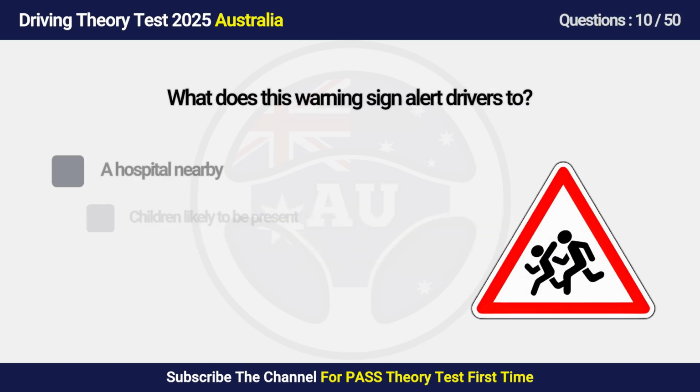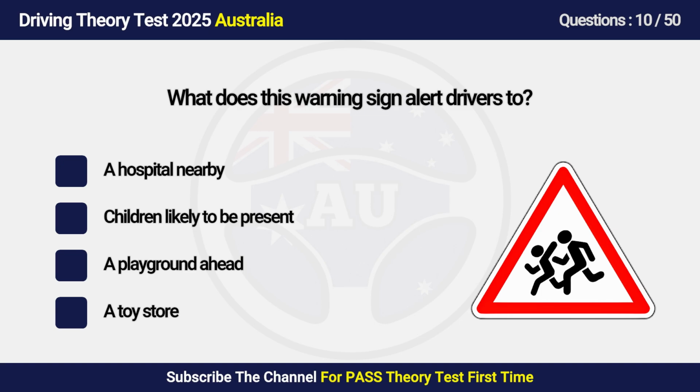Question 10. What does this warning sign alert drivers to? A. A hospital nearby. B. Children likely to be present. C. A playground ahead. D. A toy store.